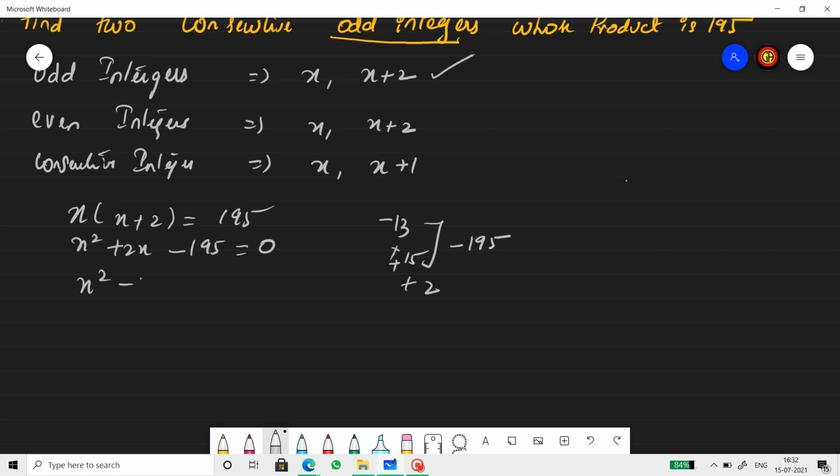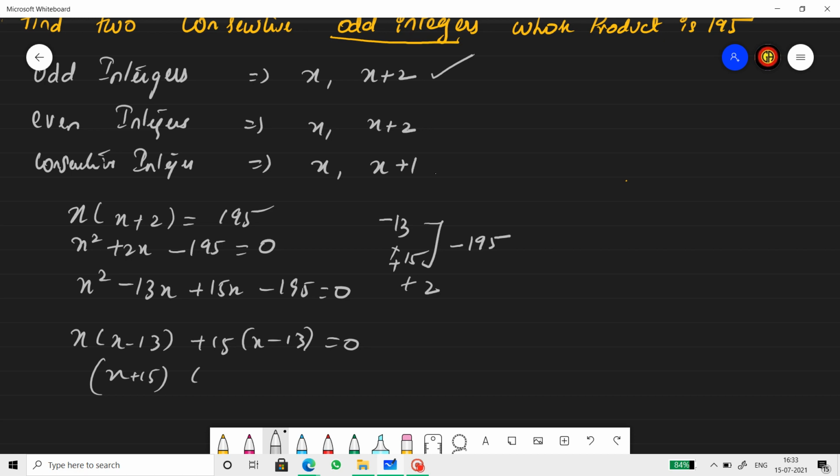So x square minus 13x plus 15x minus 195 equals 0. x out, x minus 13. 15 out, x minus 13. So x plus 15 into x minus 13 equal to 0. So x is equal to minus 15 or 13.